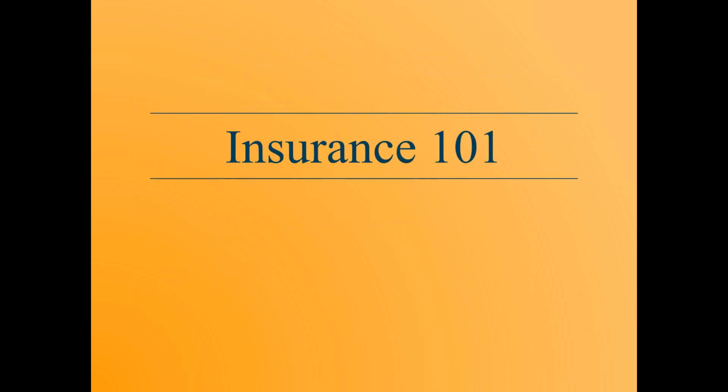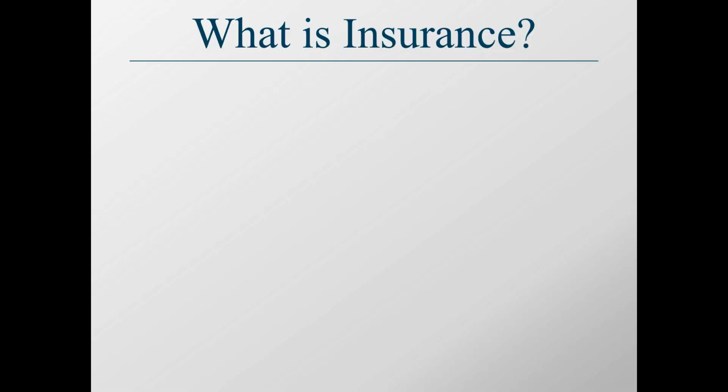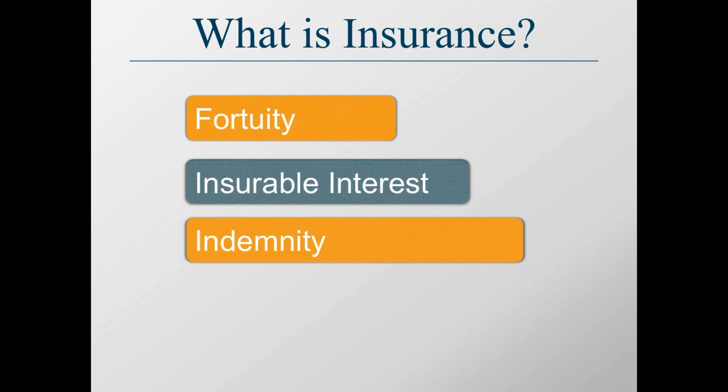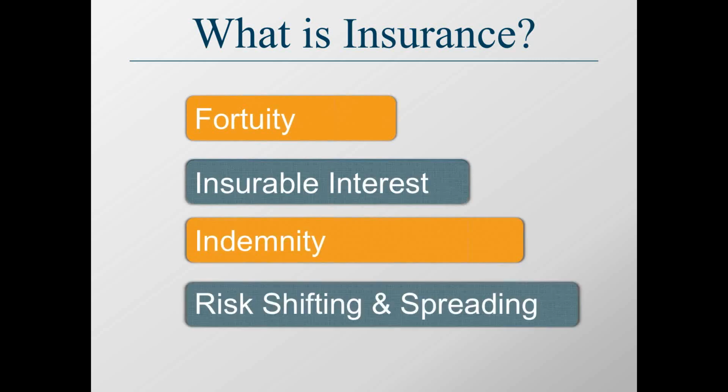So let's think about insurance for just a minute. And again, this is a bit different way to look at insurance, but insurance really is made up of four things that each insurance policy has to have, and the IRS looks at these things, by the way, when they try to decide if a particular insurance policy is really insurance. So let's look at each one of these.